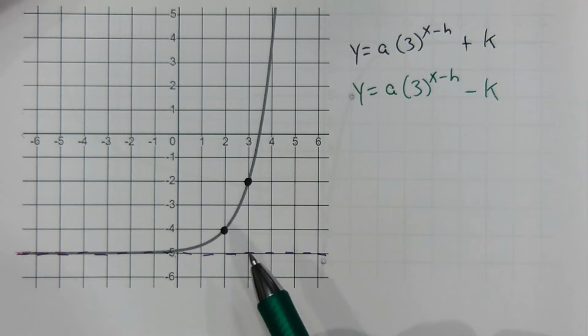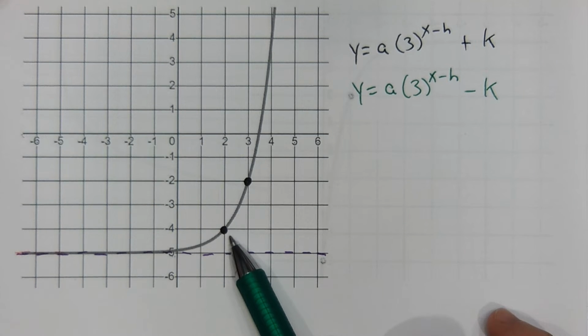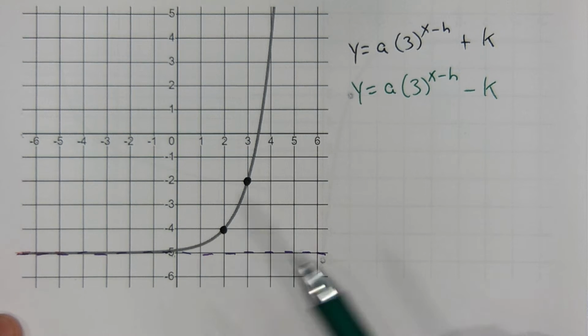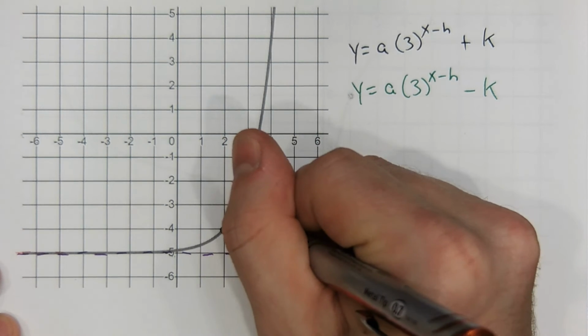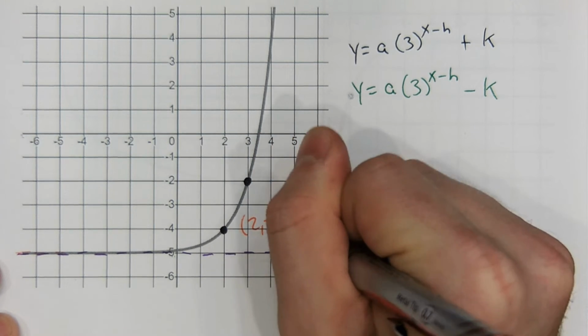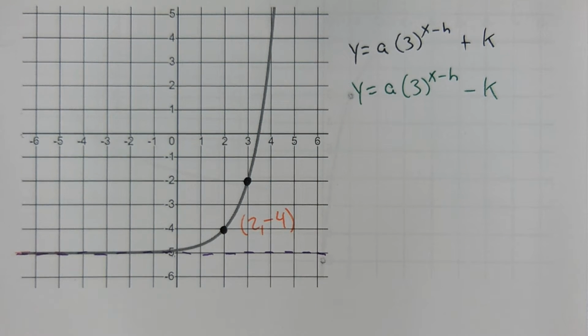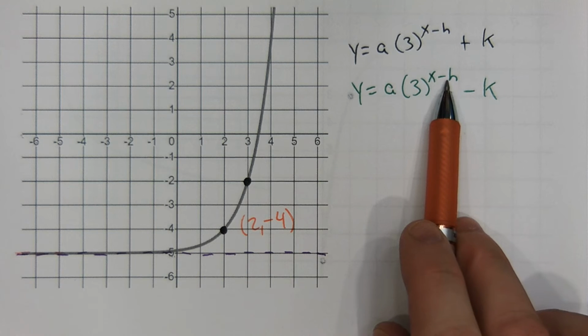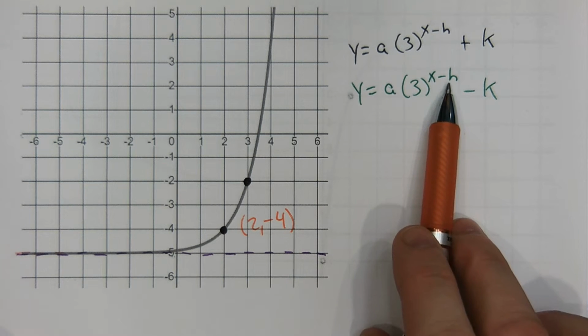There. This point right here is 2, -4. But it is the point that is closest to a horizontal asymptote. The point closest to the horizontal asymptote is always going to be the result of your exponent equaling 0 every single time. So I know this x value, 2, makes this exponent, x minus h, equals 0.